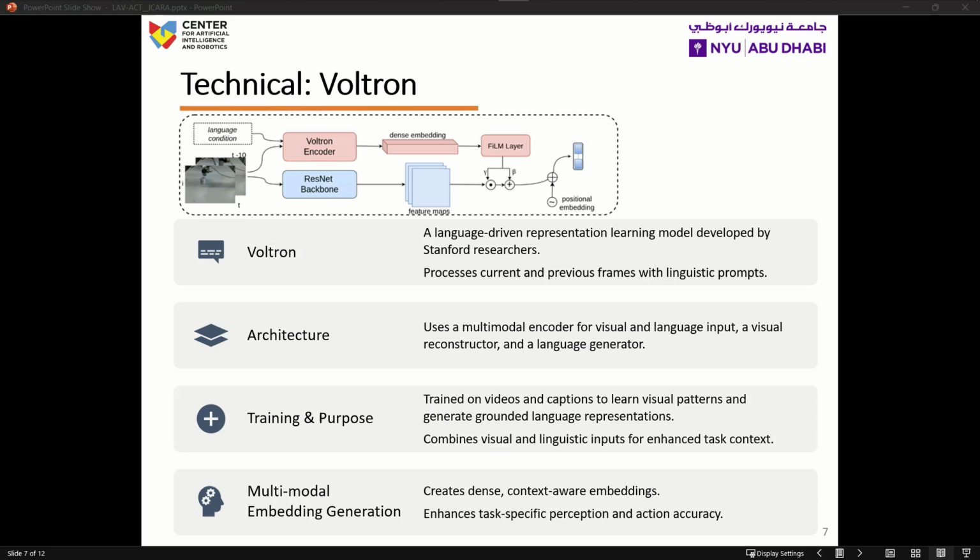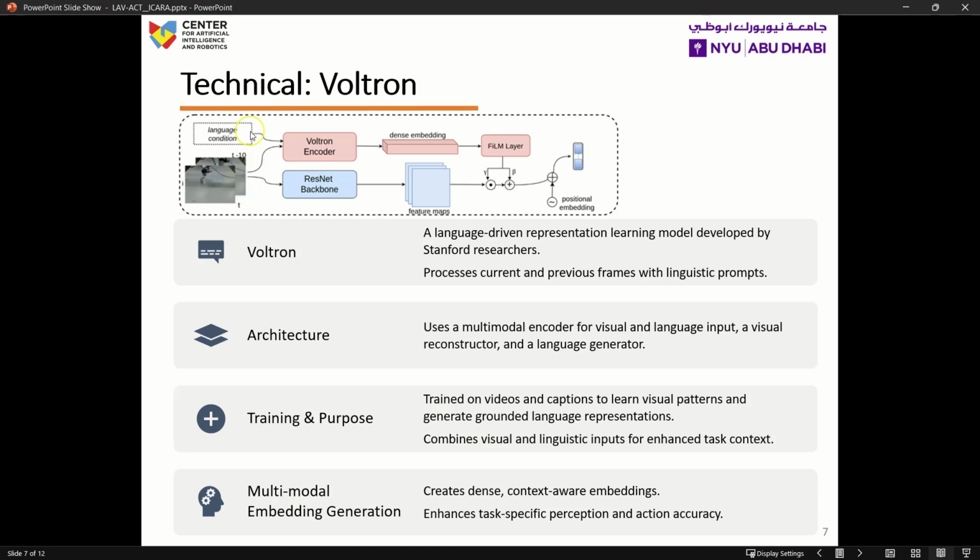The Voltron is a language-driven transformer-based representation learning model developed by Stanford. In our framework, we use Voltron to process both the current and the previous visual frames, while incorporating the linguistic prompts, allowing the model to capture temporal dependencies as well as the contextual cues.